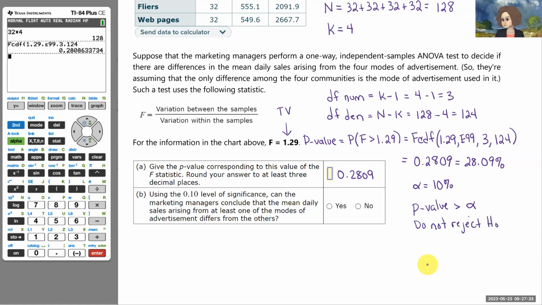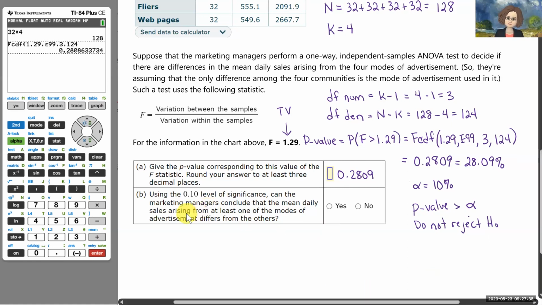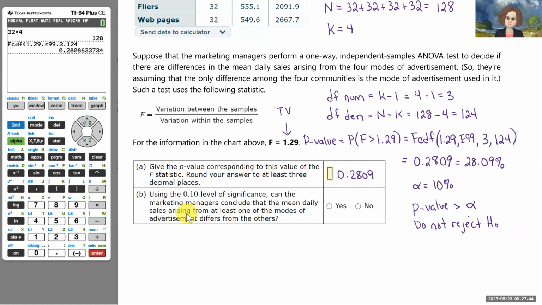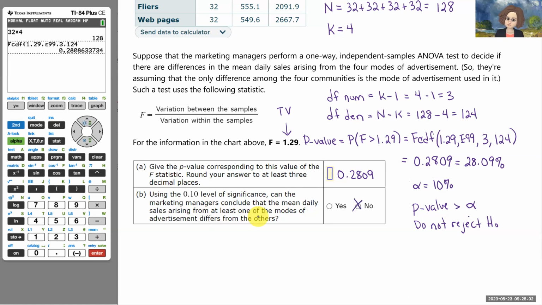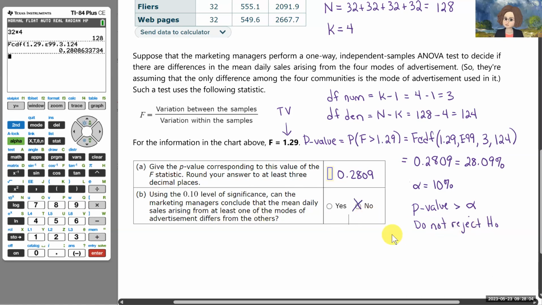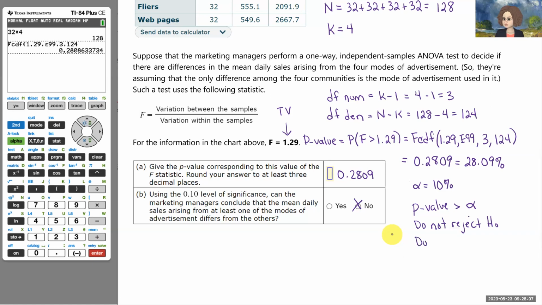And that means that we are not going to be able to support a claim that the type of advertising creates a population mean in at least one of these types that would be different from the others. So it says, using a 0.10 level of significance, can the marketing managers conclude that the mean daily sales arising from at least one of these modes of advertisement differs from the others? So no, I cannot draw that conclusion because I do not reject the null. Therefore, I do not support that claim that we were testing.